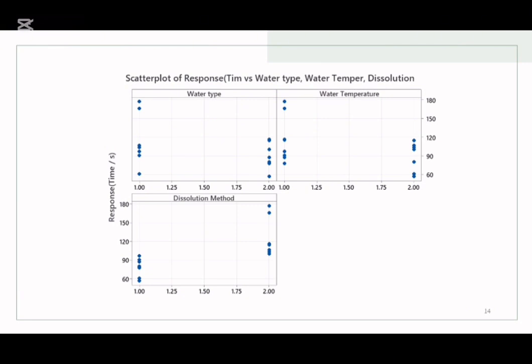The scatter plots of response versus factor level visually support the statistical conclusions from the ANOVA. Warm water and stirring significantly reduce the dissolution time of vitamin C tablets, while sparkling water tends to dissolve slower than regular water. These patterns reinforce the importance of all three factors in influencing the dissolution process and validate the experimental findings.